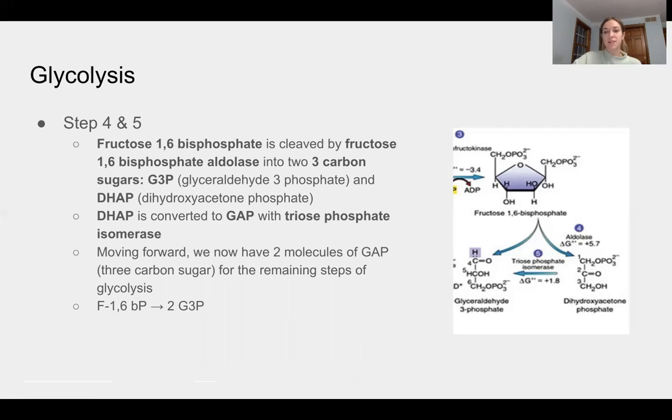So basically this additional step, step 5, is when DHAP is converted into GAP. G3P and GAP are synonymous, and I meant to change that to G3P, but just know that it's the same thing. So the DHAP is converted into GAP with triose phosphate isomerase. Moving forward, we just have 2 molecules of GAP that we're working with. So this step is just fructose 1,6-bisphosphate to our 2 molecules of GAP or G3P.